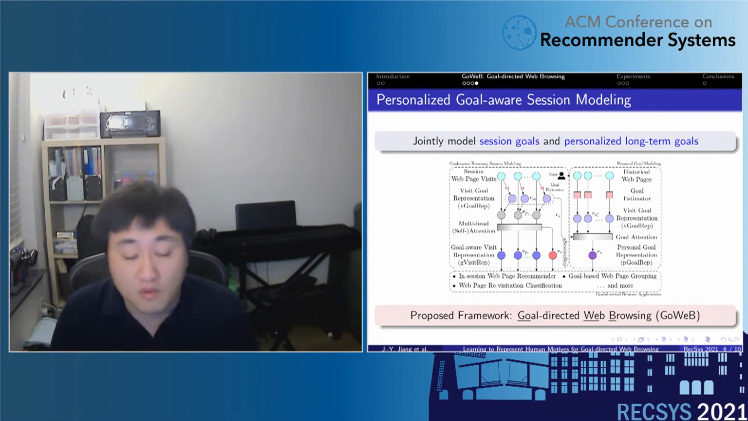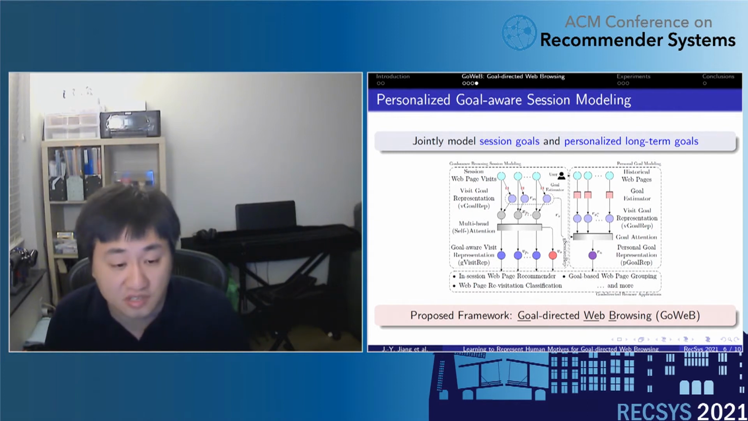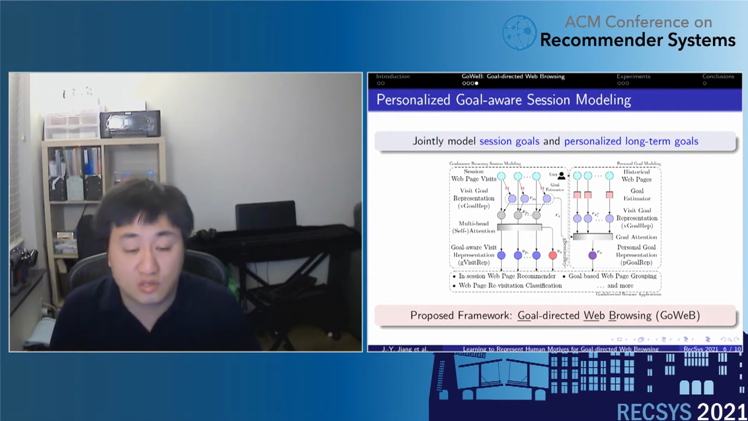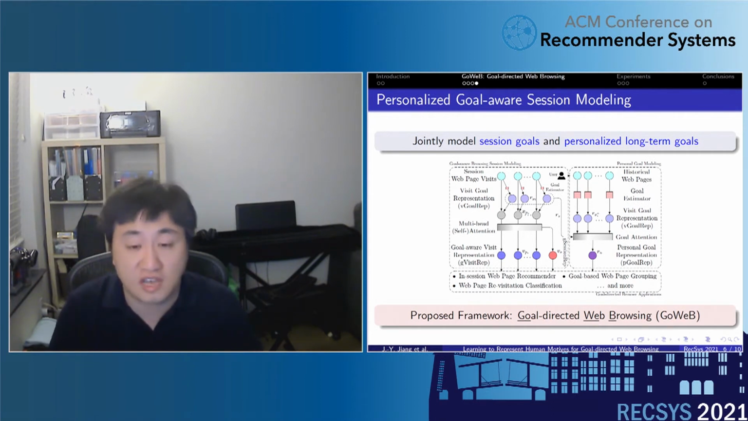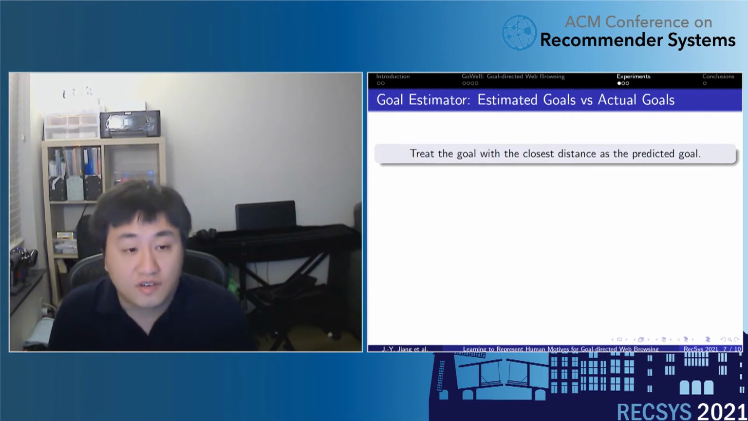So at the end, we will have several corresponding features as Go-aware representations for both the session and personal history. And we can use those features for downstream applications, such as the in-session web page recommender, web page revisitation classification, and Go-based web page grouping, as we introduced in some of the applications of the Go directed browsing. We first evaluate the performance of the Go estimator.